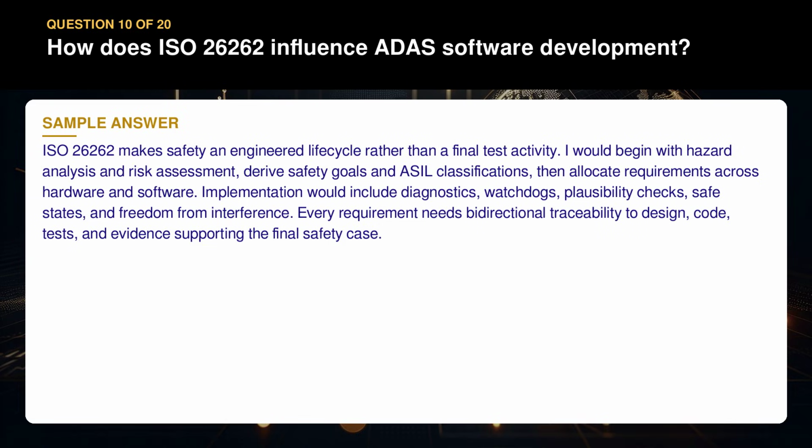I would begin with hazard analysis and risk assessment, derive safety goals and ASIL classifications, then allocate requirements across hardware and software. Implementation would include diagnostics, watchdogs, plausibility checks, safe states, and freedom from interference. Every requirement needs bidirectional traceability to design, code, tests, and evidence supporting the final safety case.